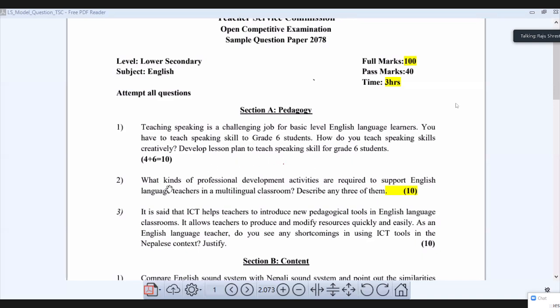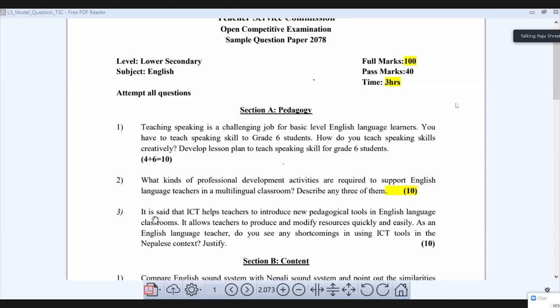You can mention this. Then, what kind of professional development activities are required to support English language teachers in a multilingual classroom? So multilingual classroom, teachers' professional development activity. Describe any three of them. Here it is multilingual, meaning in a multilingual classroom, what are the activities?